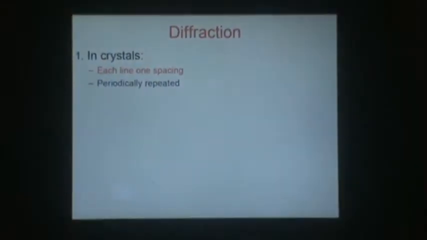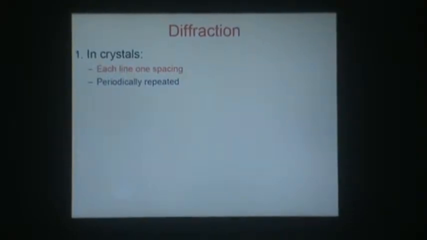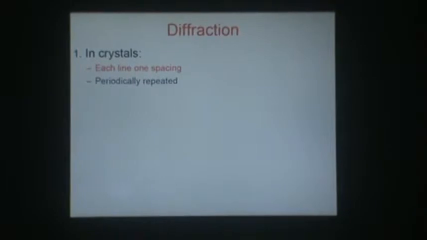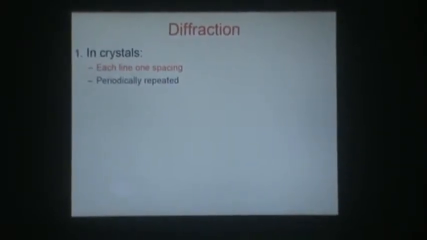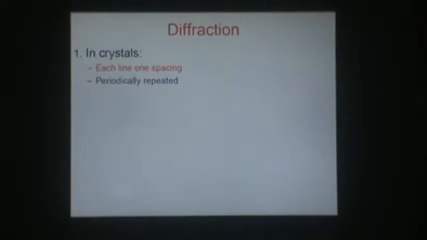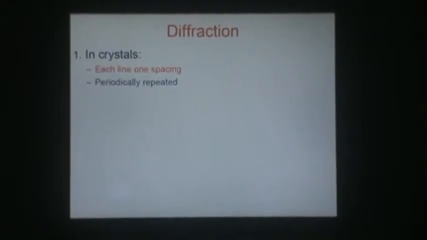Let's go on to diffraction. Bragg diffraction in crystals is quite easy. You have a periodic probe, you have a periodic lattice oriented to the Bragg condition, and there's a perfect match. In Bragg diffraction, each line corresponds to one interplanar spacing.